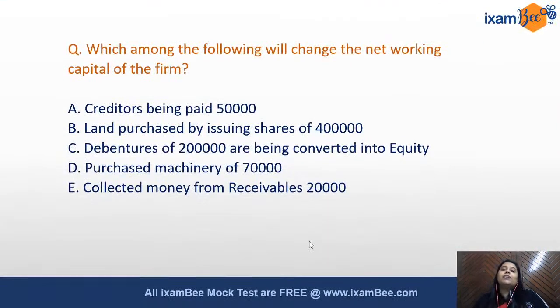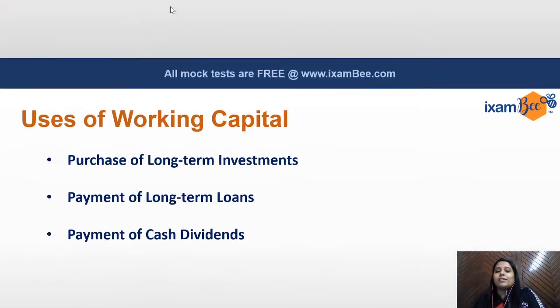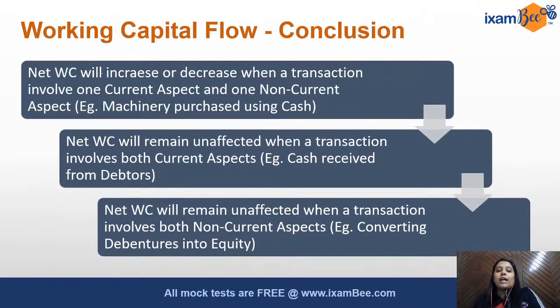Let's understand whether we have understood anything or not through the help of certain questions. Which among the following will change the net working capital of the firm? Guys, we know that there's a shortcut. What is the shortcut? The shortcut is this. The shortcut says that the net working capital will increase or decrease.